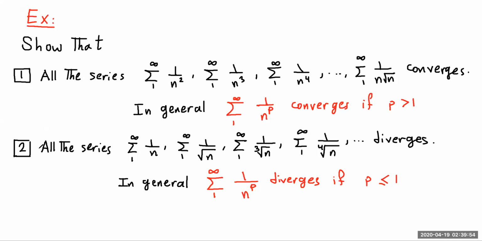The part 2 in this exercise: the series sigma 1 over n, sigma 1 over root n, 1 over the third root of n, etc. diverge. In general, instead of 1 as the power, here a half, 1 over 3, 1 over 4, if this number b is 1 or less than 1, this series diverges by the integral test. So let's prove this.